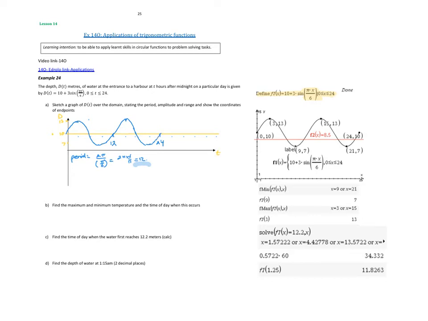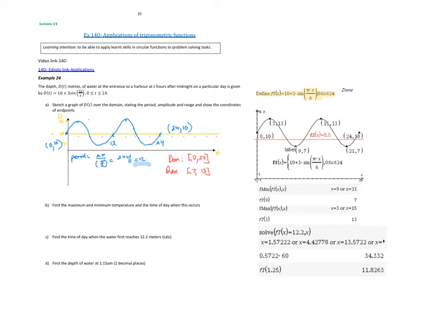Sketch over the domain, stating the period, the amplitude and range, and show the coordinates of endpoints. So we can get that from our graph by analysing that graph. That endpoint there is at (24, 10). The starting point is (0, 10). My domain is from 0 to 24 inclusive. My range, well, it is 10 plus 3, 10 minus 3, so it's going to be from 7 to 13. Amplitude, range, and the coordinates of the endpoints. Okay, so they're the key things that I had to actually describe and state.